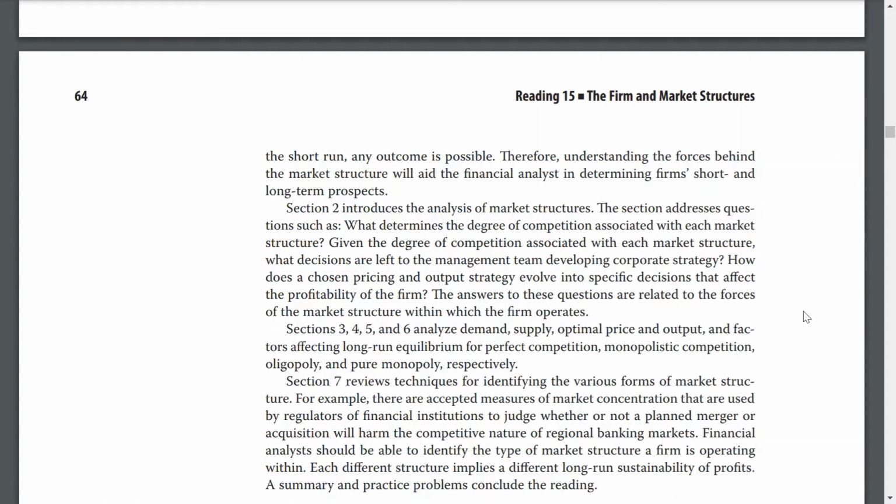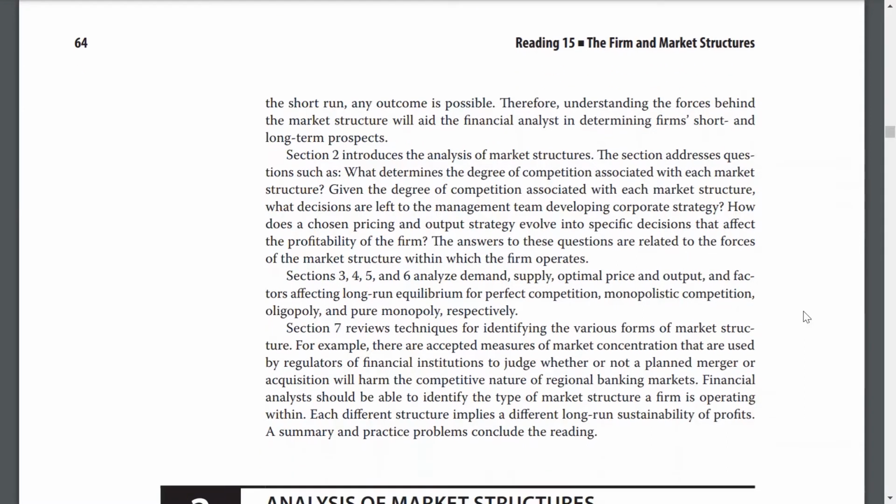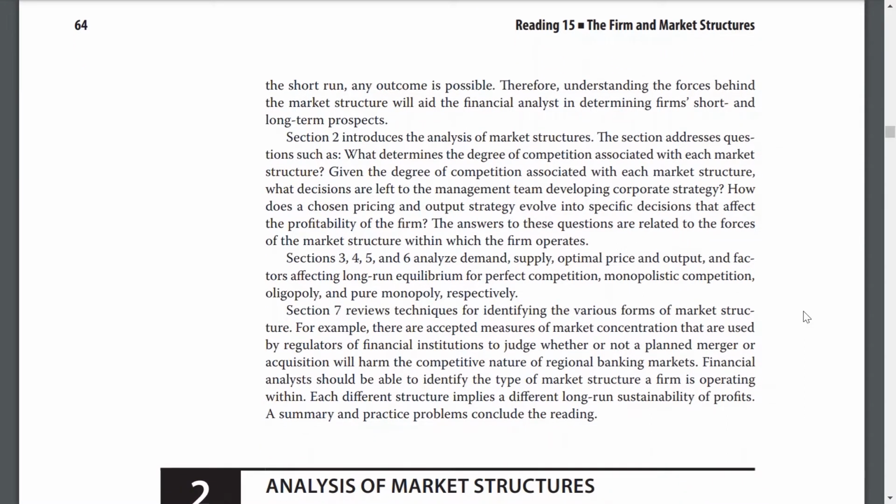Section 2 introduces the analysis of market structure. This section addresses questions such as: what determines the degree of competition associated with each market structure? Given the degree of competition associated with each market structure, what decisions are left to the management team developing corporate strategy? How does a chosen pricing and output strategy evolve into specific decisions that affect the profitability of the firm? The answers to these questions are related to the forces of the market structure within which the firm operates.